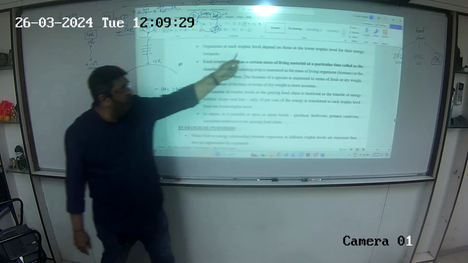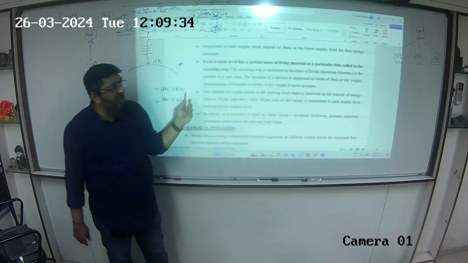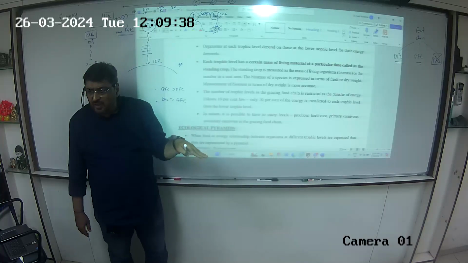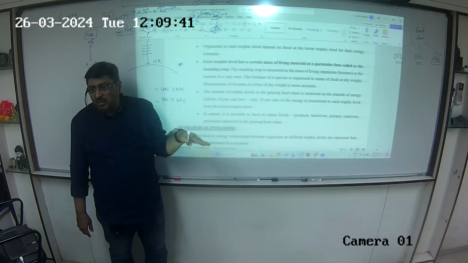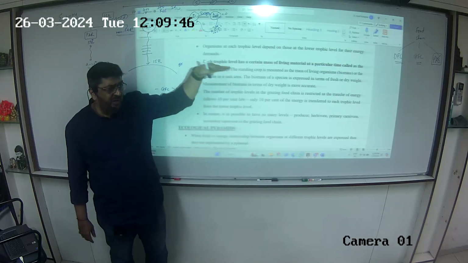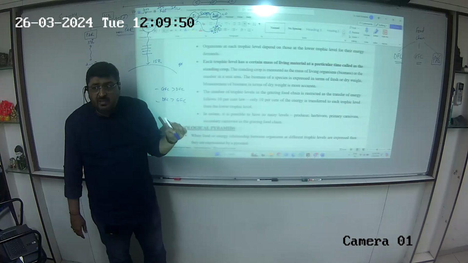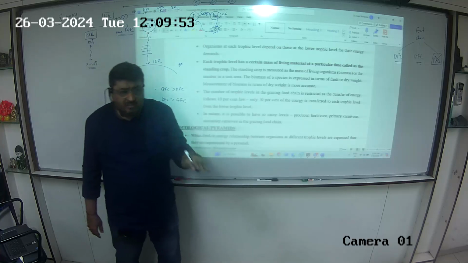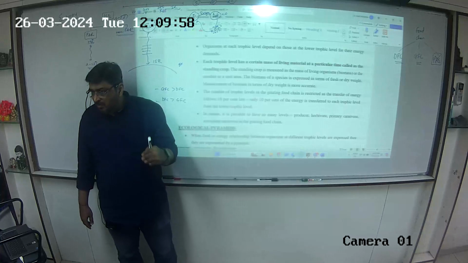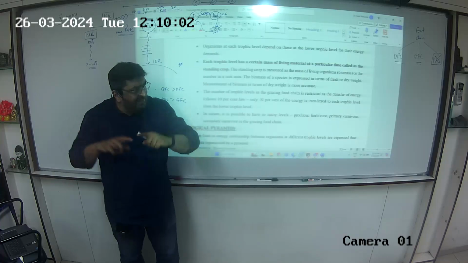Organisms at each trophic level depend on those at the lower trophic level for their energy demands. So consumers will depend on producers for their energy demands. The secondary consumer will depend on the primary consumer. The tertiary will depend on the secondary consumer. See, please, this is a system which has been designed by nature. Understand that. The entire balance, the checks and balances, are kept by nature.